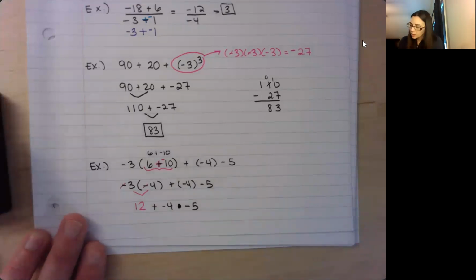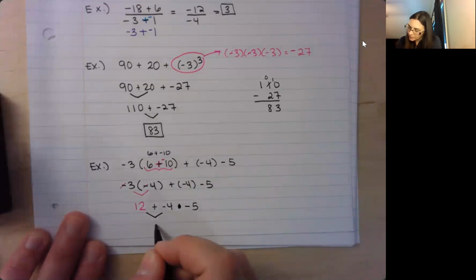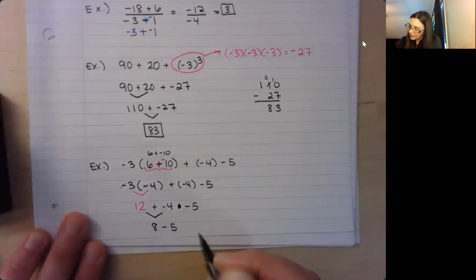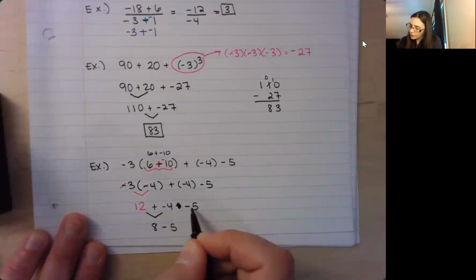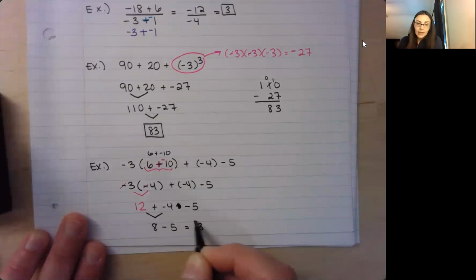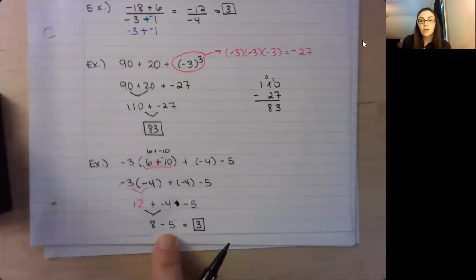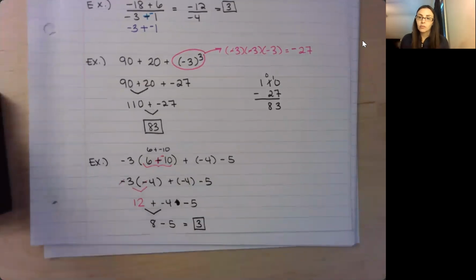I do adding and subtracting, going left to right. So positive 12 plus negative 4 is a positive 8. And then here I just have 8 minus 5, which is 3. Now, if you want to do that, keep change change, you can there. But 8 minus 5 is just a regular subtraction, so we can do it that way as well.